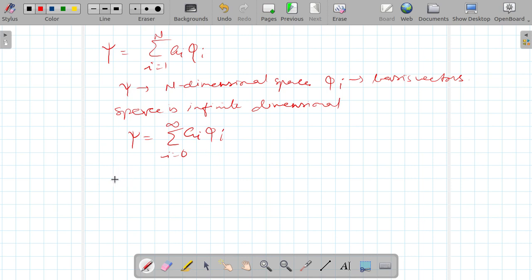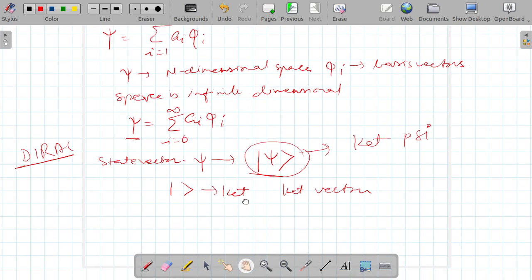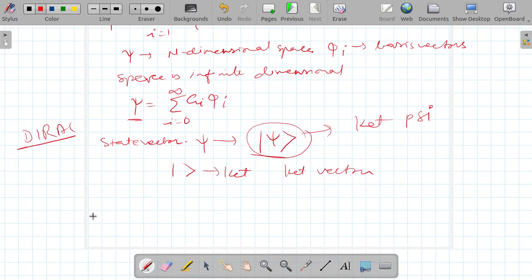So what Dirac did, he denoted the state vector. This is a state vector. He represented this state vector psi by a symbol, and this symbol is known as a ket. This is a ket or ket vector, and we call this ket psi. And another thing, this ket vector belongs to Hilbert space or ket space.